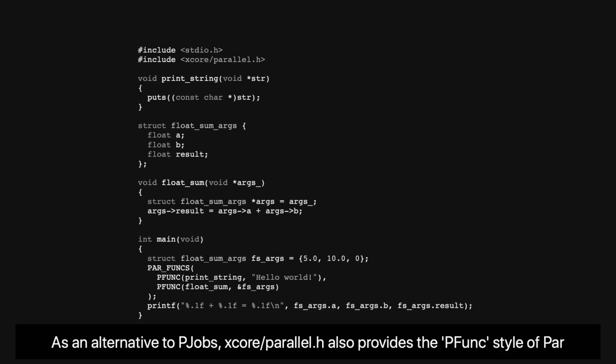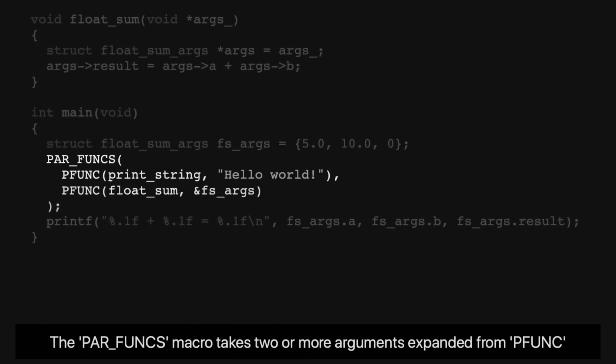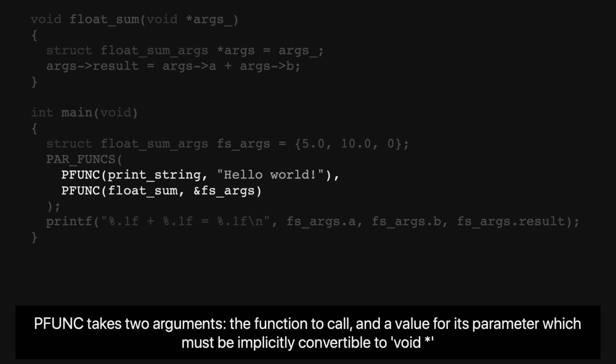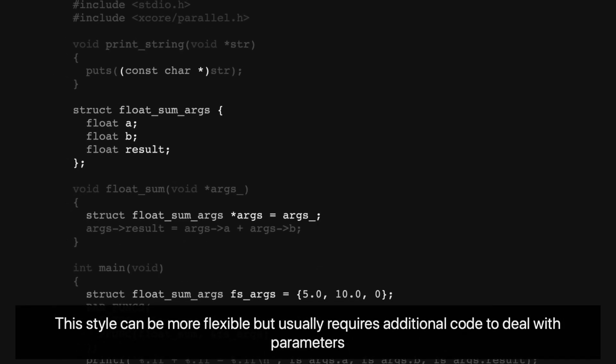Macros for the pfunc style are available from the same header as pjobs, xcore parallel.h. This style only dispatches functions with a void star signature, but has the advantage that it doesn't require declaring job functions up front. It's also sometimes possible to get slightly better performance from this style, especially where a sole pointer argument is the natural signature for the function. To use this style of parallelism, we use the parfuncs macro. Each of its arguments must be an expansion of the pfunc macro, whose arguments are the name of the function, followed by the value to use for its pointer argument, which must be implicitly convertible to a void pointer. As you can see, this style can require additional code to handle parameters manually.